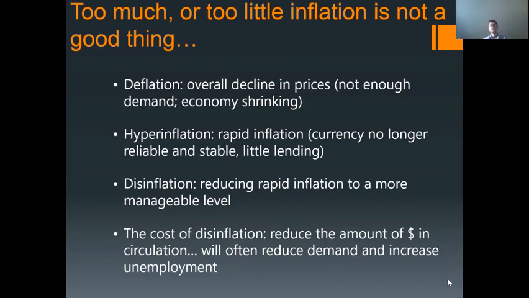When you cause disinflation, you then have a reduction in the money in circulation in a way, and this will often reduce demand and increase unemployment, essentially causing a recession. And that is just a basic introduction to inflation and some of its related definitions.